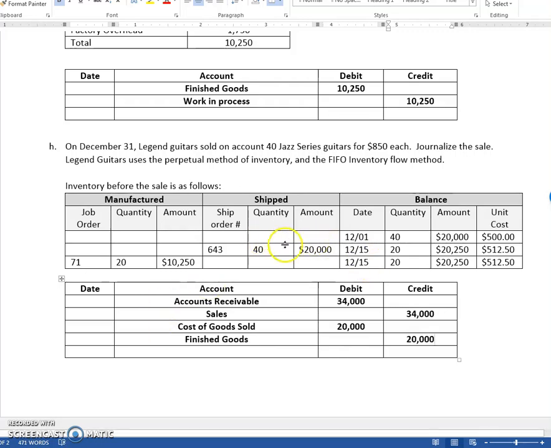Okay, so let's look at this inventory list to make sure we understand. We had some manufactured from a previous period that only cost us $500. Now we just sold all 40 of those for $20,000. We sold them for more than that. That's how much we originally paid for them right here. And then now we have just now finished manufacturing job 71. So the next ones that we sell, our original cost will be a little bit higher. It will be $512.50. So that is the journal entries that you will be doing for Chapter 19. Let me know if you have any questions.